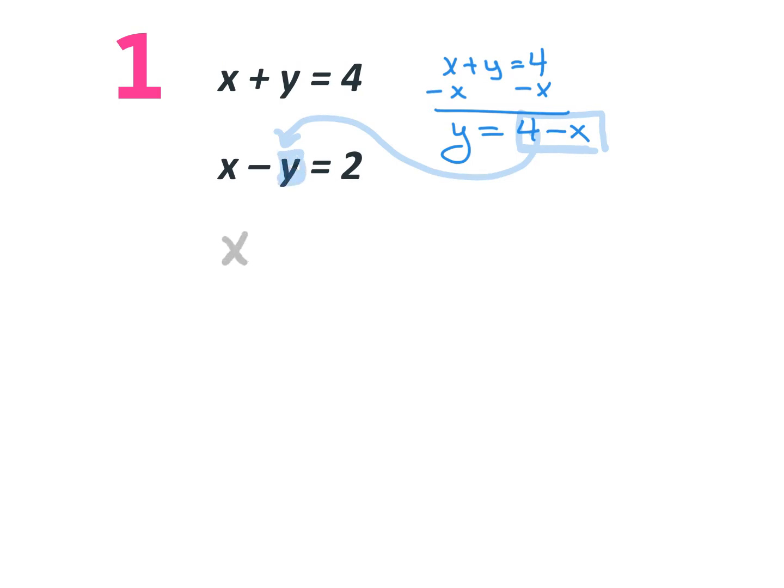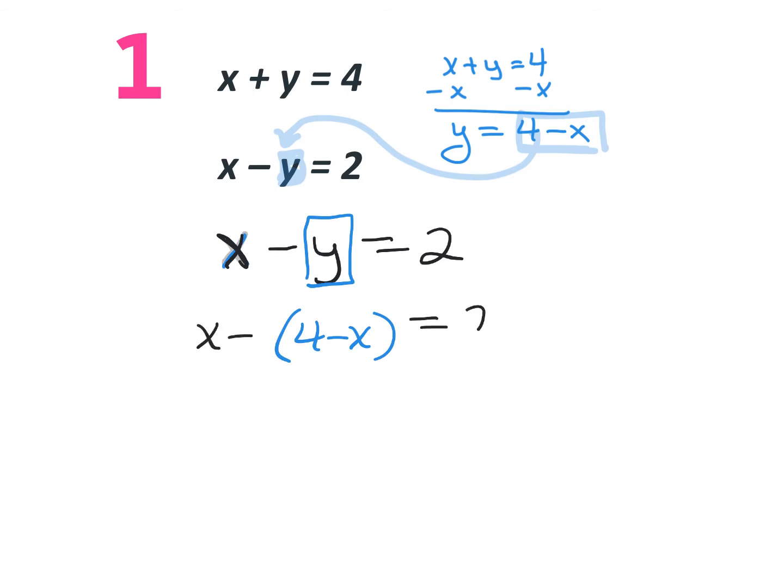So I take x, and I'm going to rewrite the equation here, minus y equals 2. Again, I'm going to take out only the letter y, and I'm going to put in 4 minus x. And I'm going to put it in parentheses because notice it's got a subtraction sign in front here. I need to remember to distribute that subtraction sign. So then this will become x minus 4 plus x equals 2.